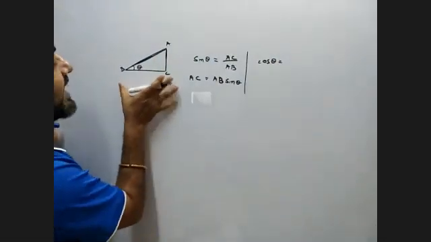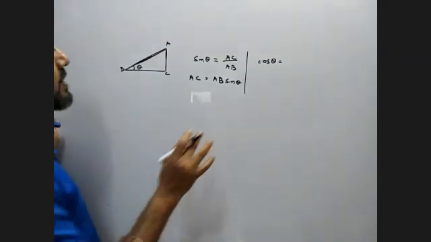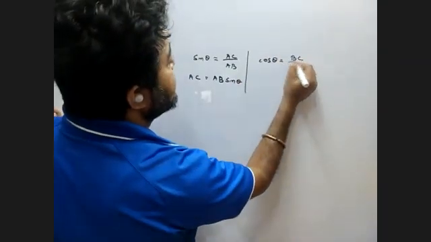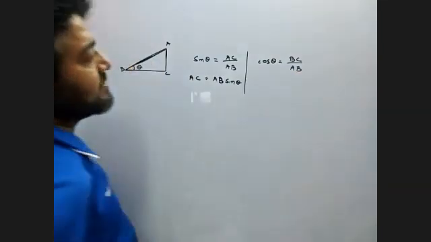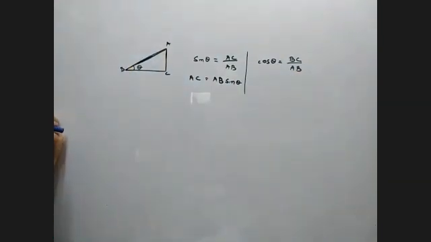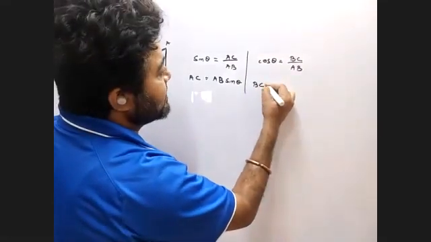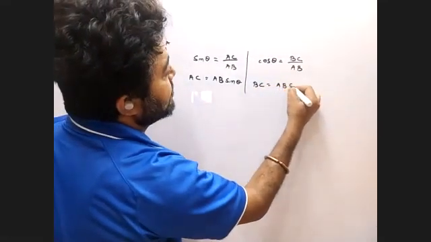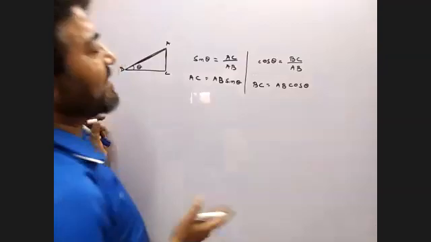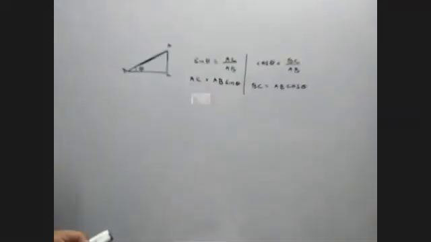Now the cos theta, what do you mean by cos theta? Base upon hypotenuse, right? So we can write BC by AB. Can we write? BC means AB cos theta.